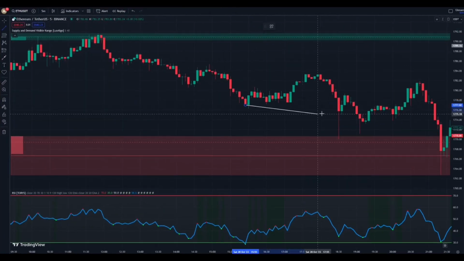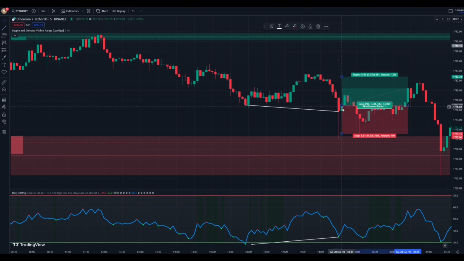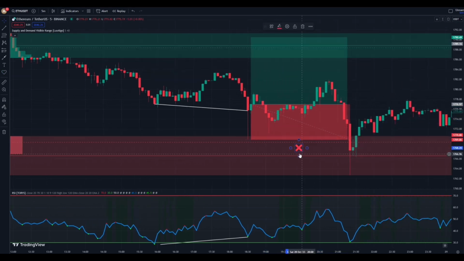Let me show you a buy example too. Here a positive divergence has occurred. We enter a buy position. But the price falls and hits the stop loss. So this divergence was not valid because this divergence wasn't formed in the demand zone.